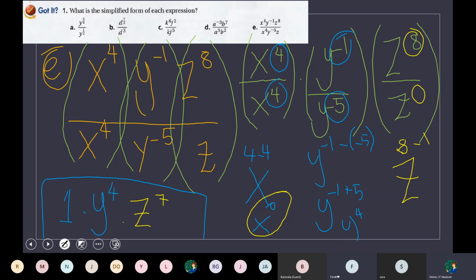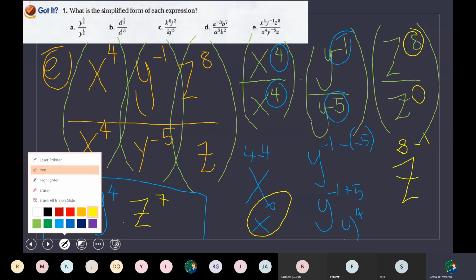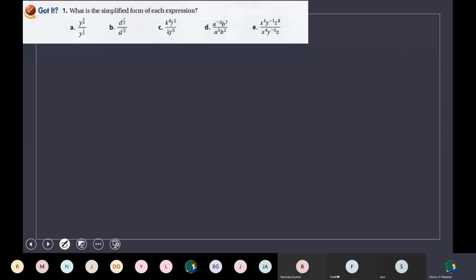You will add if the variables are multiplied, and you will subtract if the variables are divided. Okay? Now, also another thing you have to know: if you see your answer, as an example, becomes like this, it is not in the simplest form.